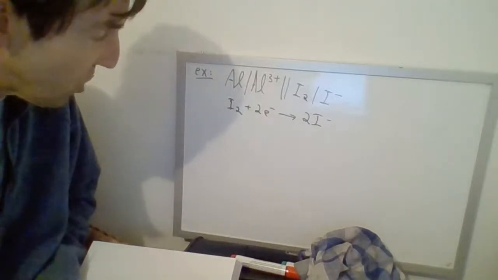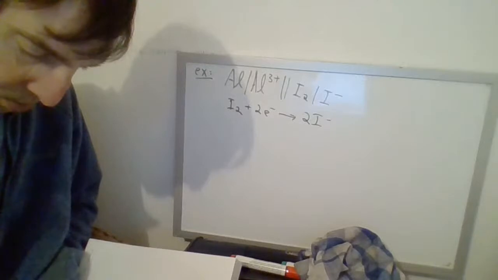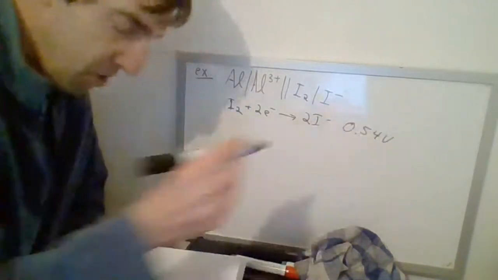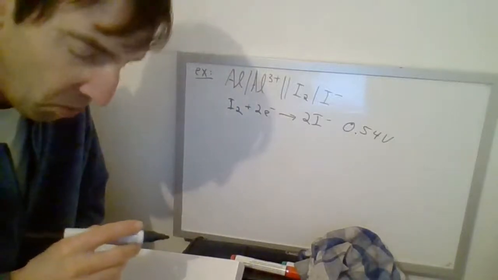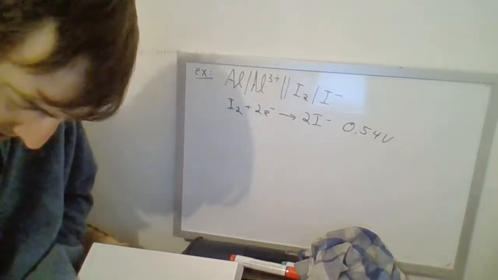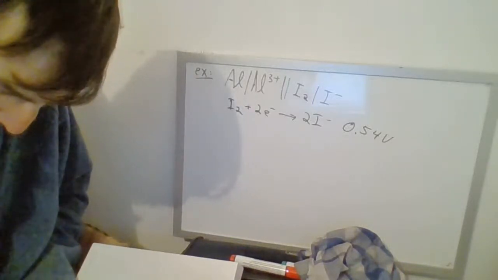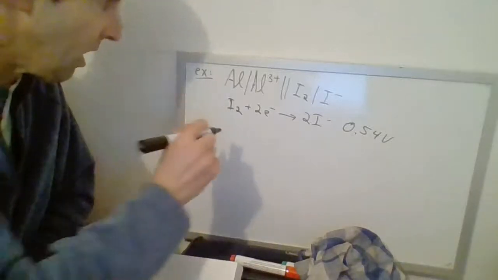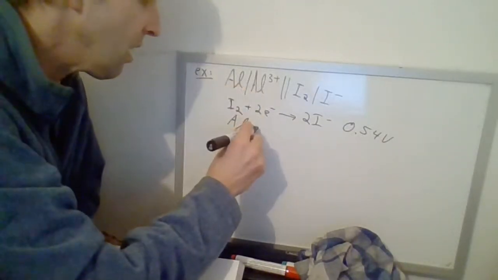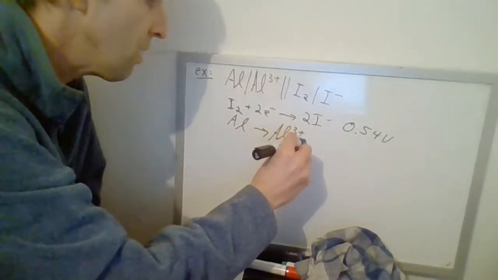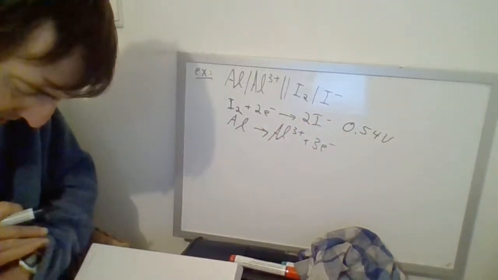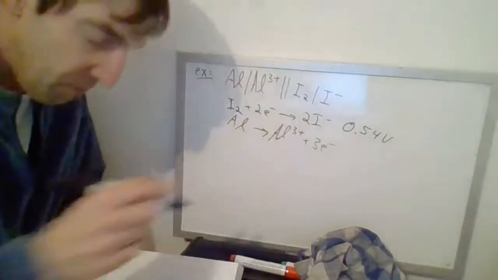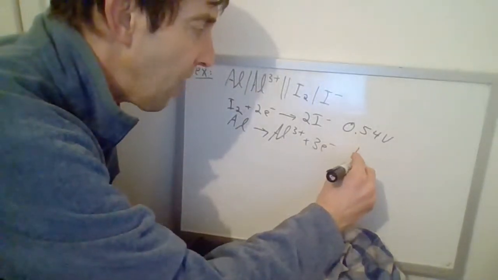Now the voltage of that sucker is 0.54. Am I reading that right? I hope so. 0.54 volts. Good. You'll see where I'm going with this. The other one, the aluminum one. Golly, I just found it. Where the frick was aluminum? Negative 1.66. So I got to flip the aluminum one around, so that it's going to be Al goes to Al3 plus 3 electrons. Okay? I flip this one around, so I got to change the voltage, don't I? So it's not negative, it's positive now, 1.66 volts.